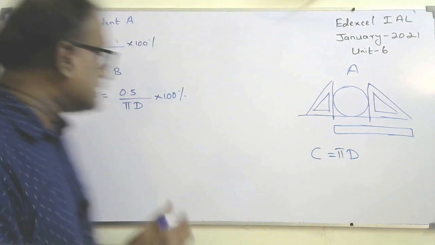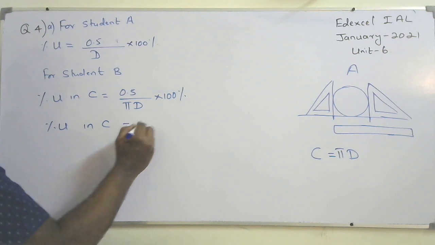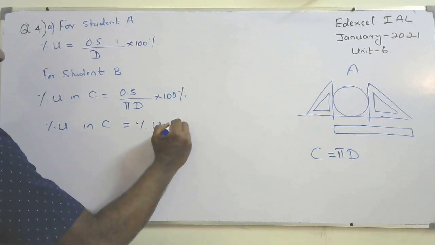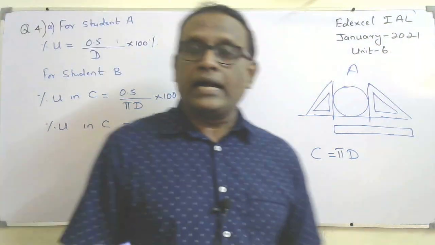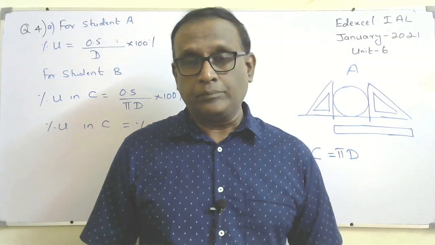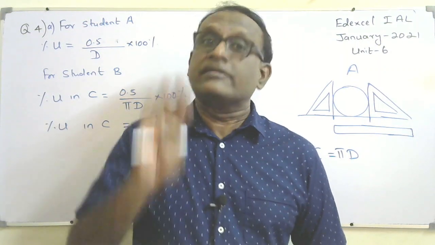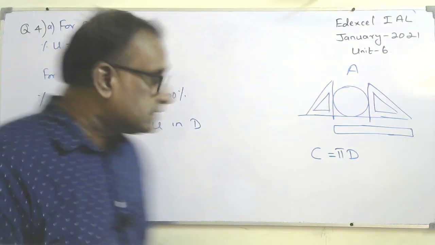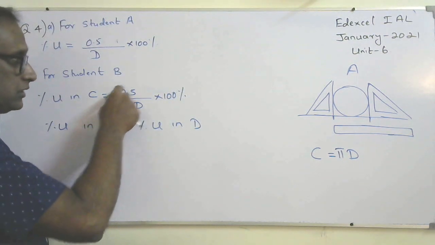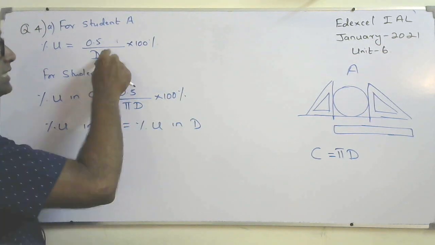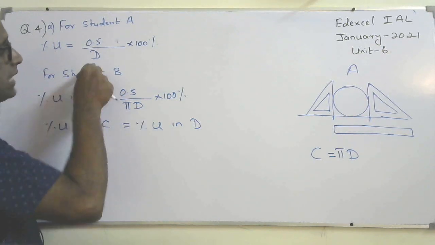So percentage uncertainty in C is same as percentage uncertainty in d, because I told that whenever a measured quantity is multiplied or divided by a number, percentage uncertainty will not change. Percentage uncertainty will remain the same. So he is measuring pi d. The percentage uncertainty in pi d is equal to this much, which is smaller than percentage uncertainty of this one, because the denominator value pi d is larger than d.